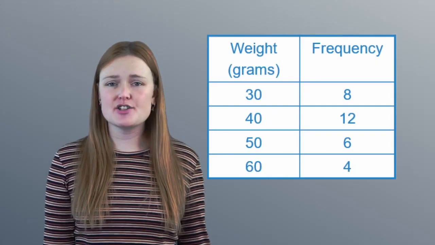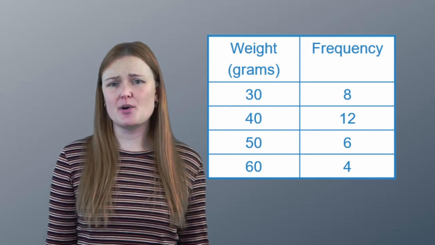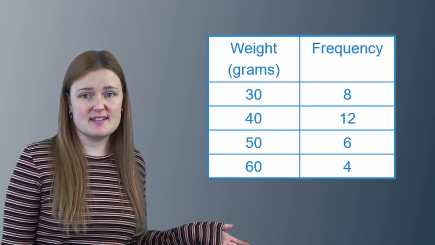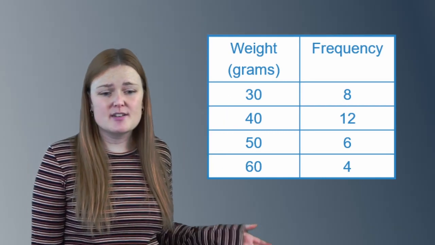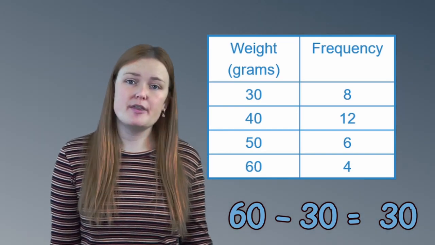Finally, let's just mention the range. They don't often ask you the range from a table because it's really straightforward. I've got my values in the table. They go from 30 to 60. That's the range of the weights. So all I'm going to do is do 60 take away 30. So the range weight of the apples would be 30 grams.